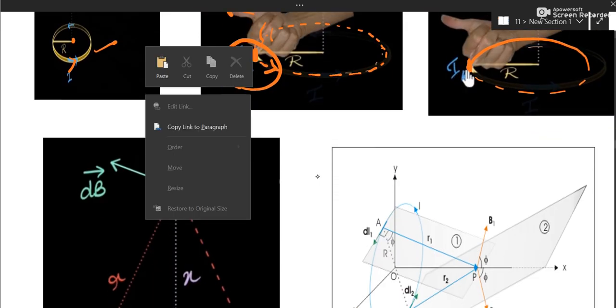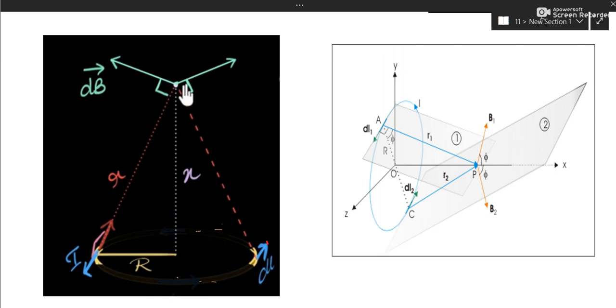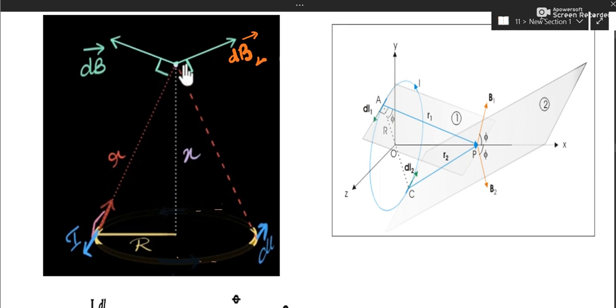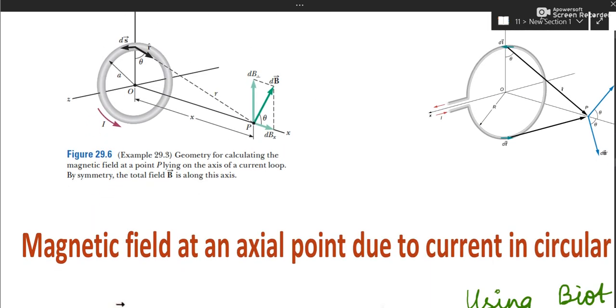Very important. Then coming to next. If we imagine one more current element here, the magnetic field will be like this. This is dB dash. You keep your curls here, and your thumb will point out. Right hand thumb will tell you the direction of magnetic field. So understanding the direction is important.